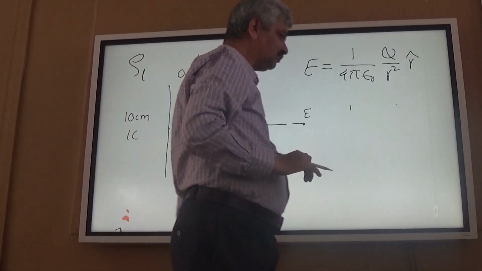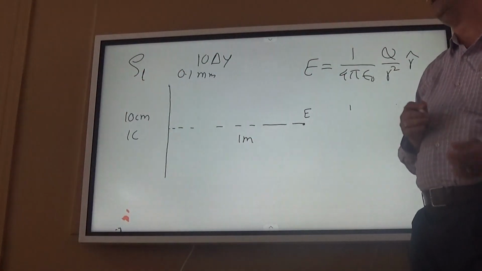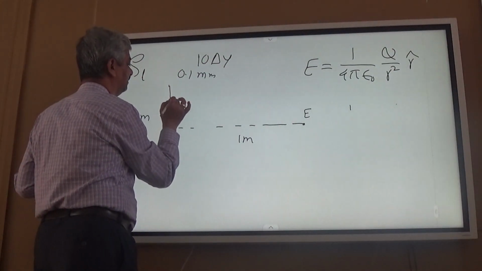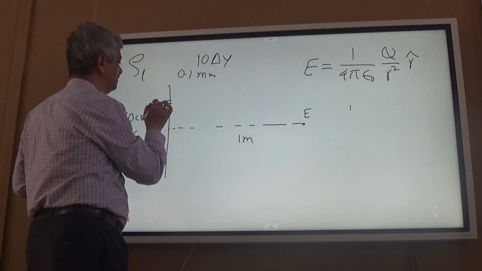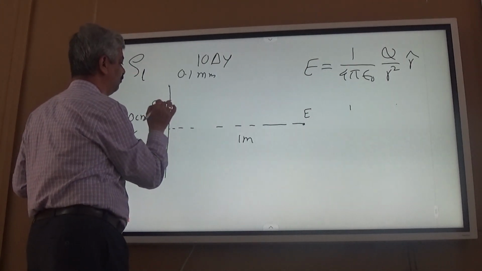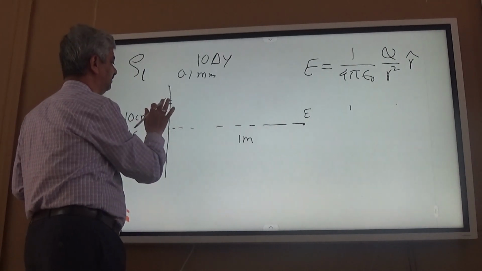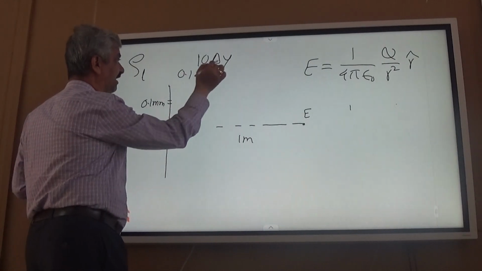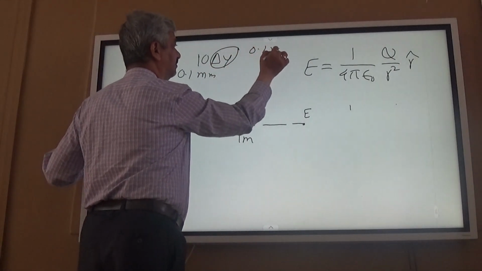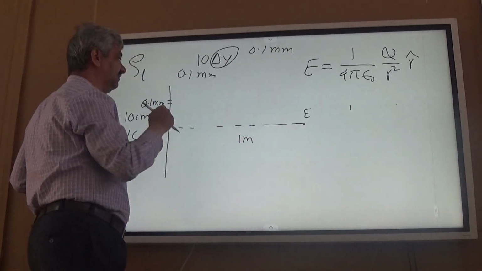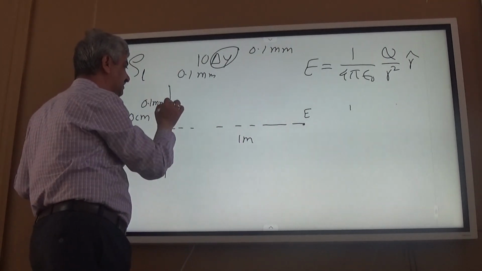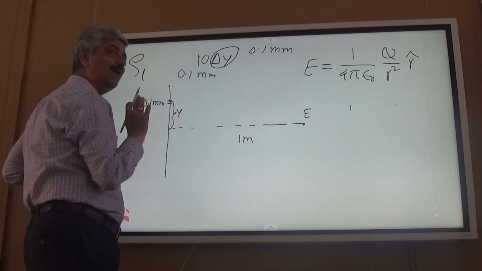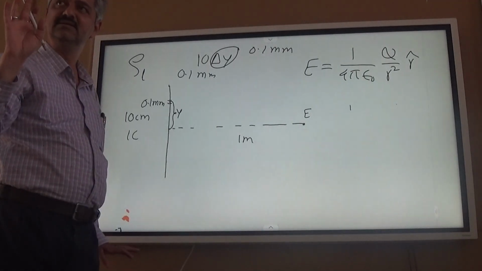Right? So a small segment of 0.1 millimeter situated at, so delta y right now is 0.1 millimeter, right? And this point is situated at a distance, from the midpoint of that 0.1 millimeter, this distance is y. Is it right?